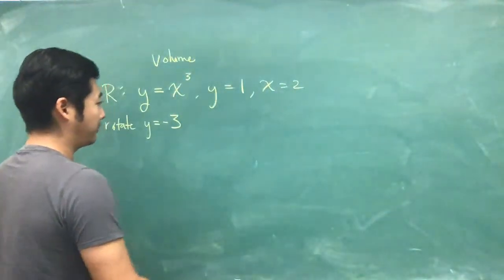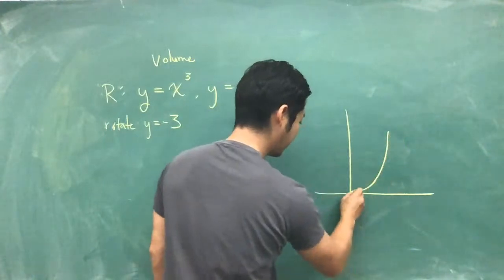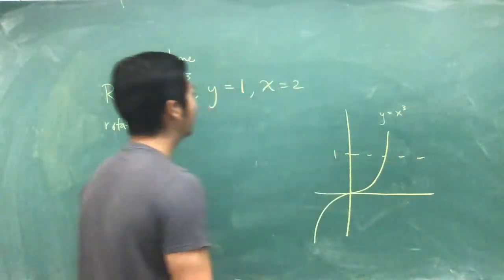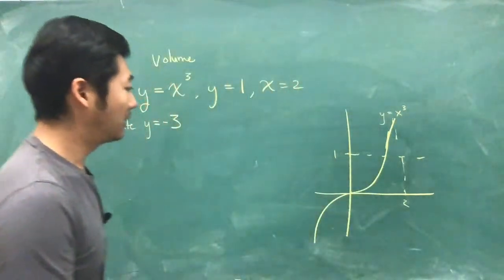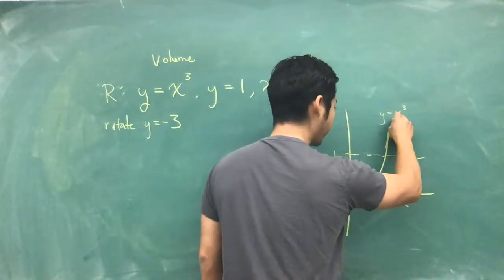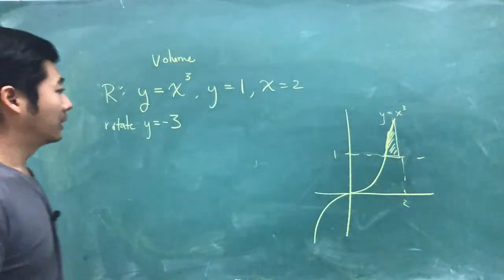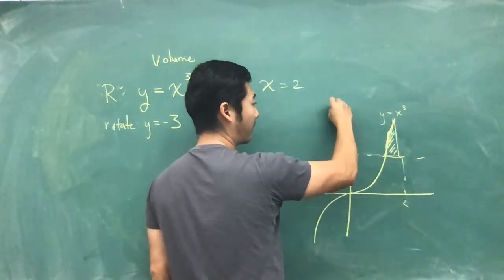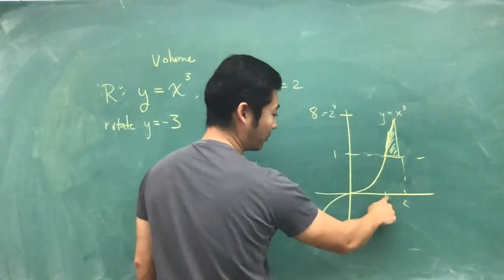All right, so let's first sketch the graph. So y equals x cubed looks like this and like that. y equals 1 is here. x equals 2 is going to be out here. So it's going to be this region. And if you want to figure out where this y value is, all you do is plug in x. So 2 cubed is 8. And then over here would be the cube root of 1, which is 1.